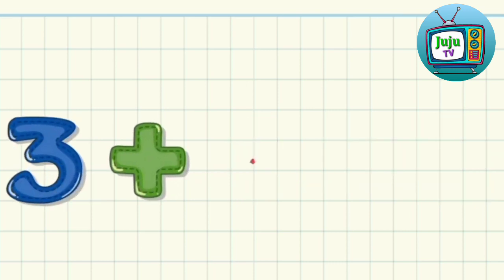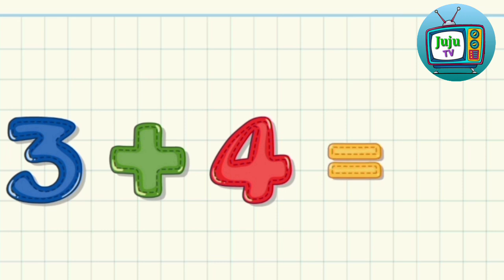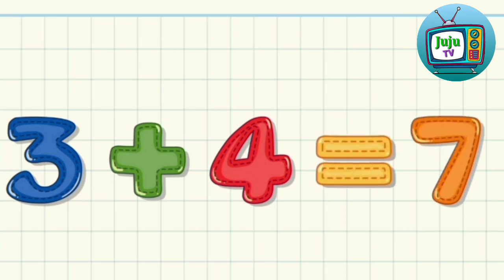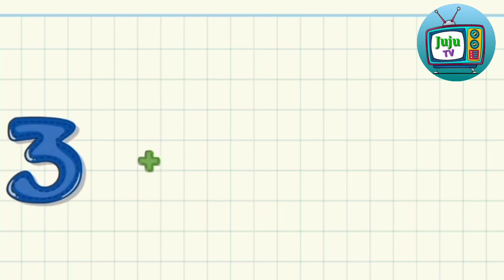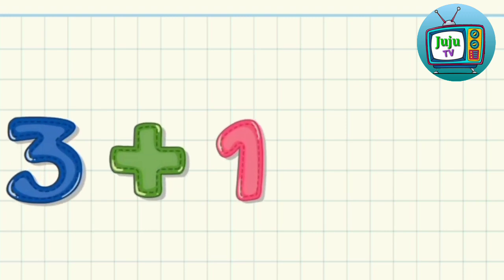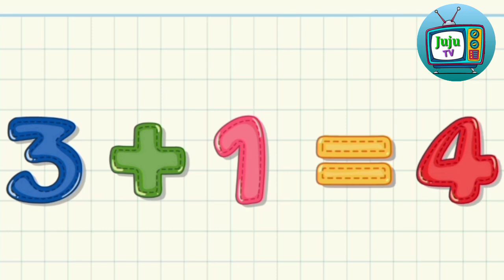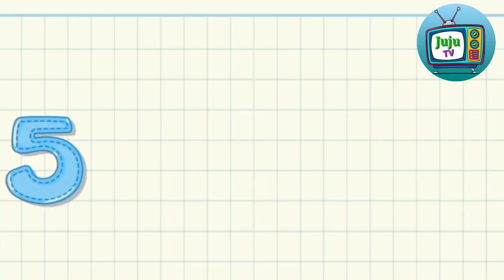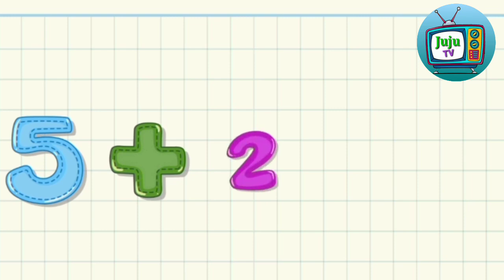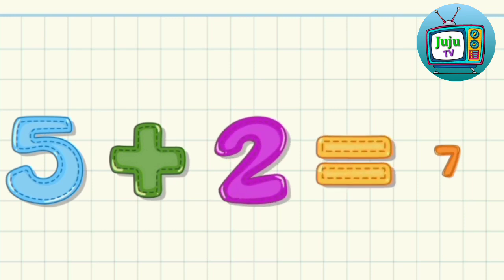3 plus 4 is equal to 7. 3 plus 1 is equal to 4. 5 plus 2 is equal to 7.